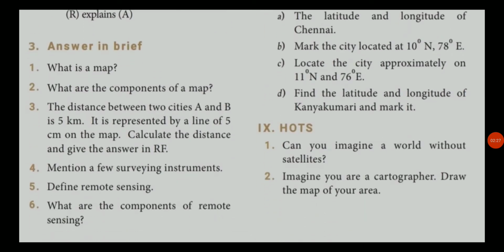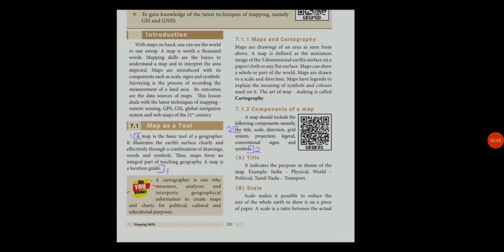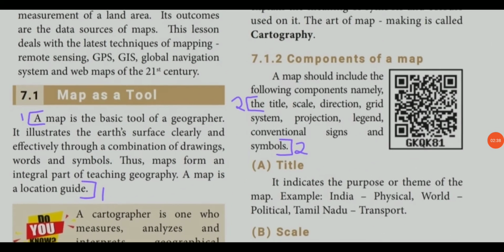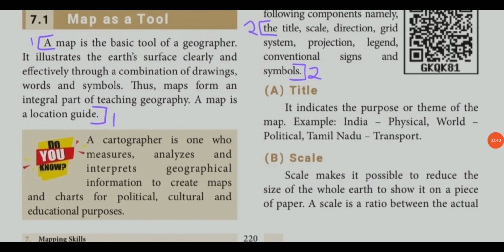Answer briefly, third topic. The following questions we'll see one by one where to mark in the book. First question, what is a map? Page number 220 from your book, the first para. In the topic Map as a tool, mark this starting from: a map is a basic tool of a geographer. It illustrates the earth's surface clearly and effectively through a combination of drawing, words and symbols. This map forms an integral part of teaching geography. A map is a location guide. Till this you'll be writing.